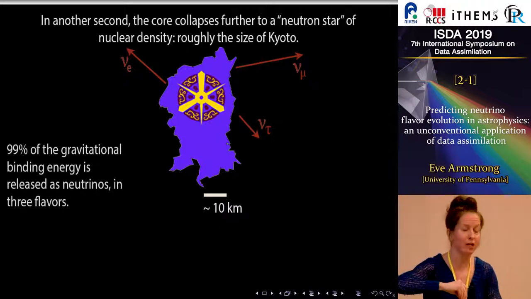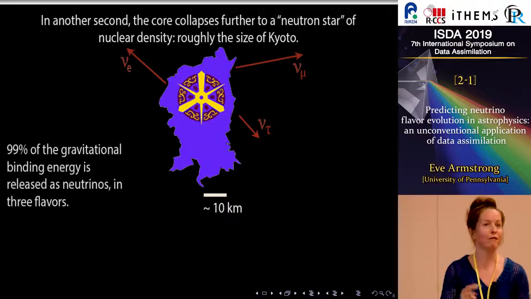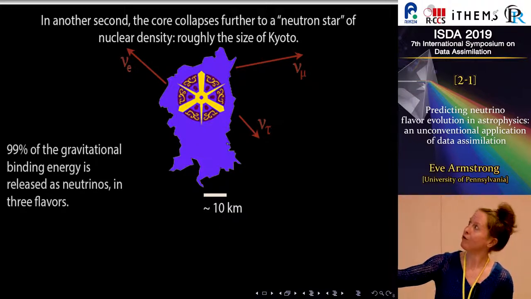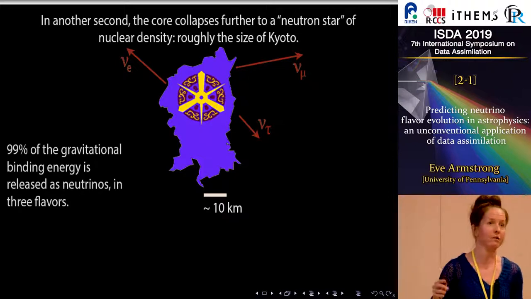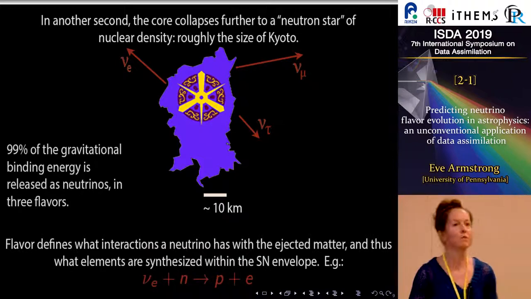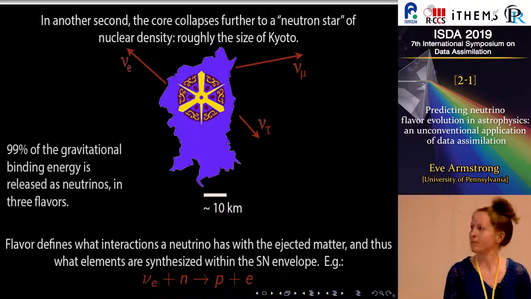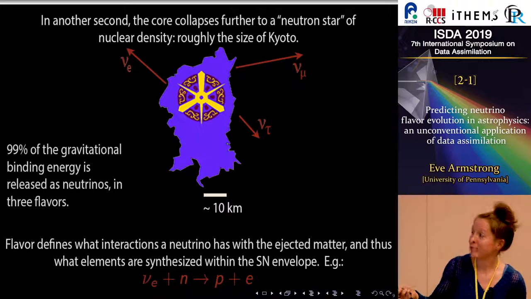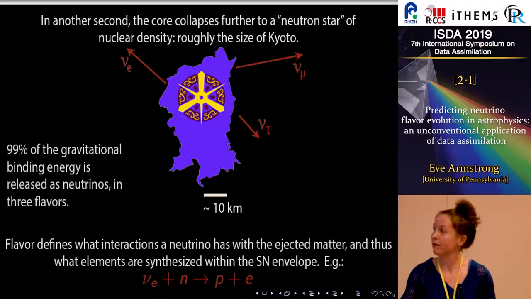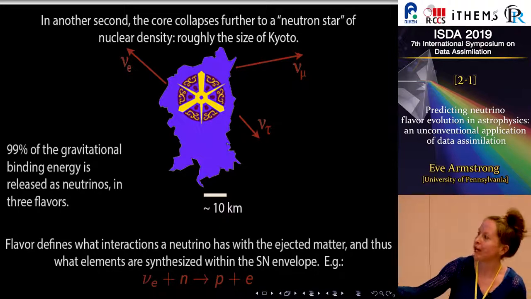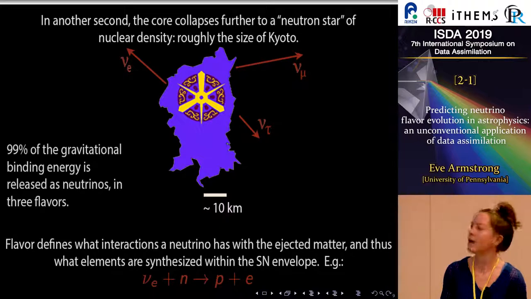I've pictured three of them here because neutrinos come in three flavors. We have electron flavor up here, mu flavor, and tau flavor. And those flavors are defined by the way in which each neutrino interacts with matter. And this is important. This gets to why neutrinos are interesting. For example, an electron flavor neutrino can capture on a neutron and produce a proton and an electron. It got its name electron flavor because it creates an electron in this process.